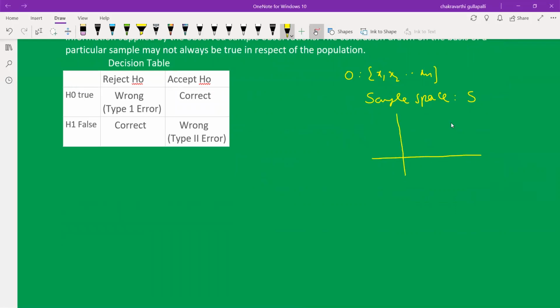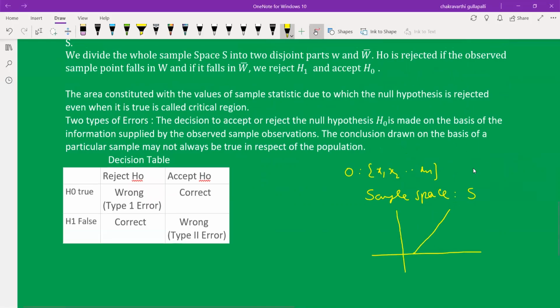The whole sample space is divided into two disjoint parts, a dichotomous classification: one is W, the other is W bar. H0 is rejected if the observed sample point falls in W. If the sample values fall in W, H0 is rejected; otherwise H0 is accepted.